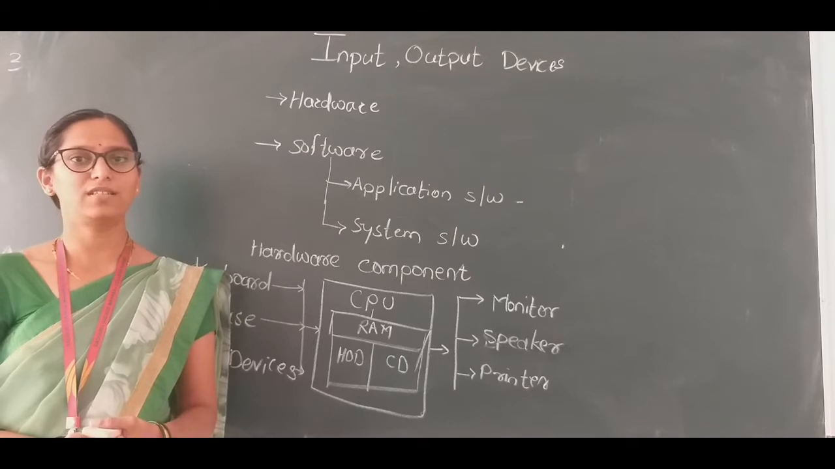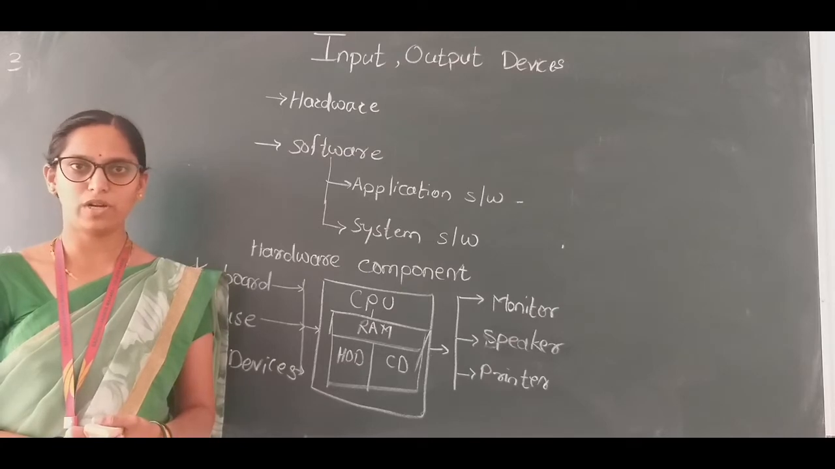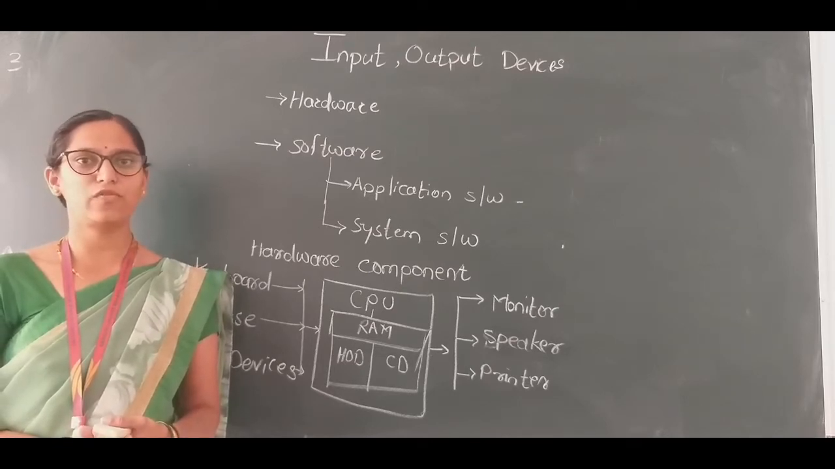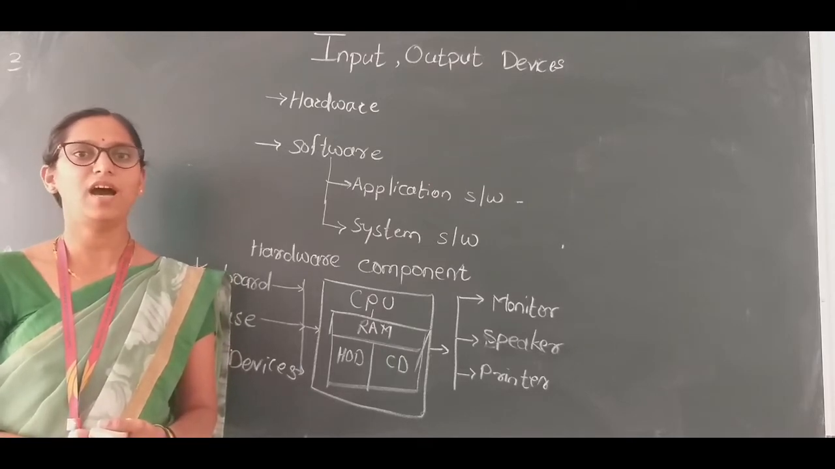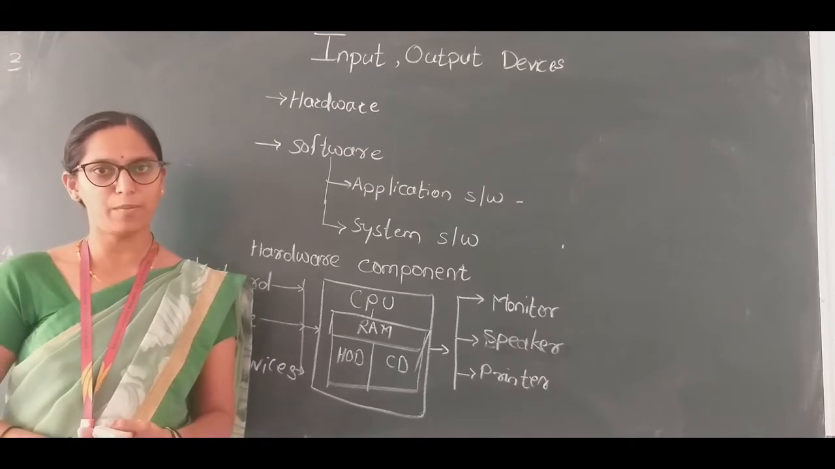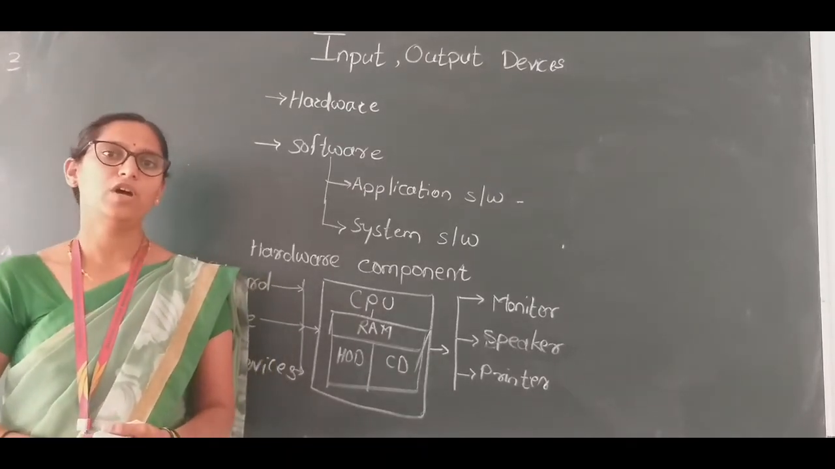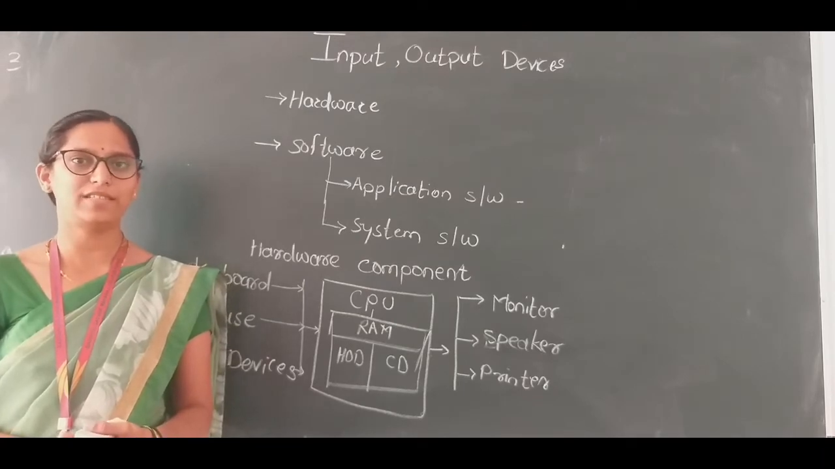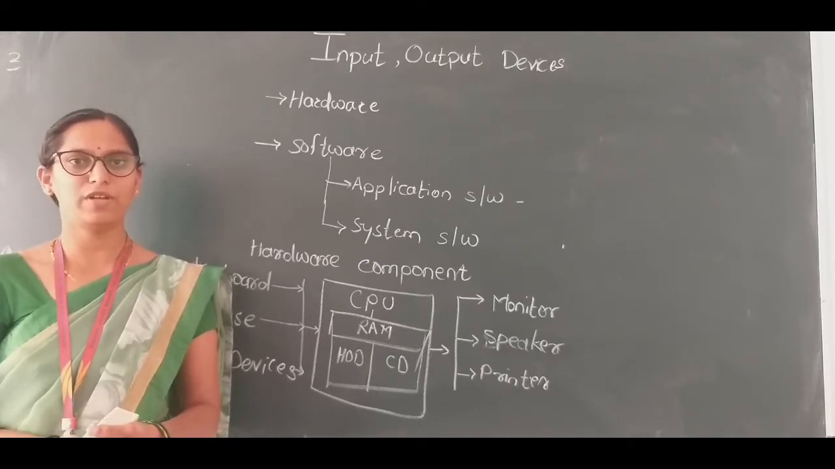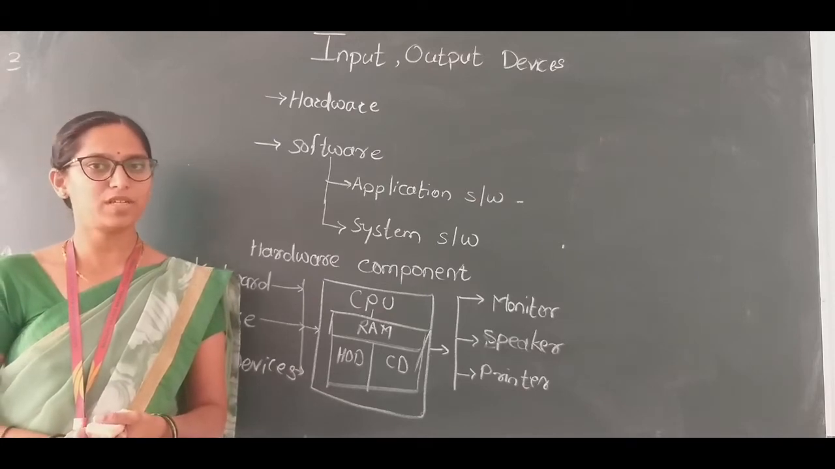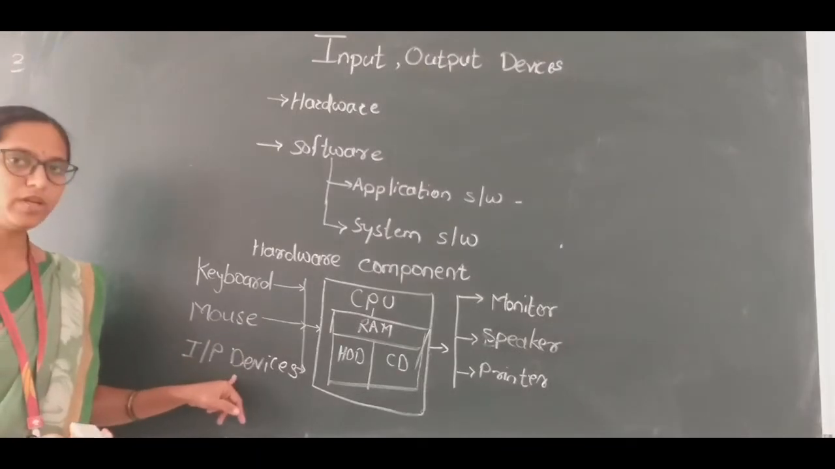Now we are going to start hardware and software. Why? Because a computer or a system is a collection of different hardware, and the input or output devices are included under the hardware. Different hardware components are used to give instructions and to take the proper output, with output devices and input devices. Okay. Some hardware components are the keyboard, mouse, and input output devices.